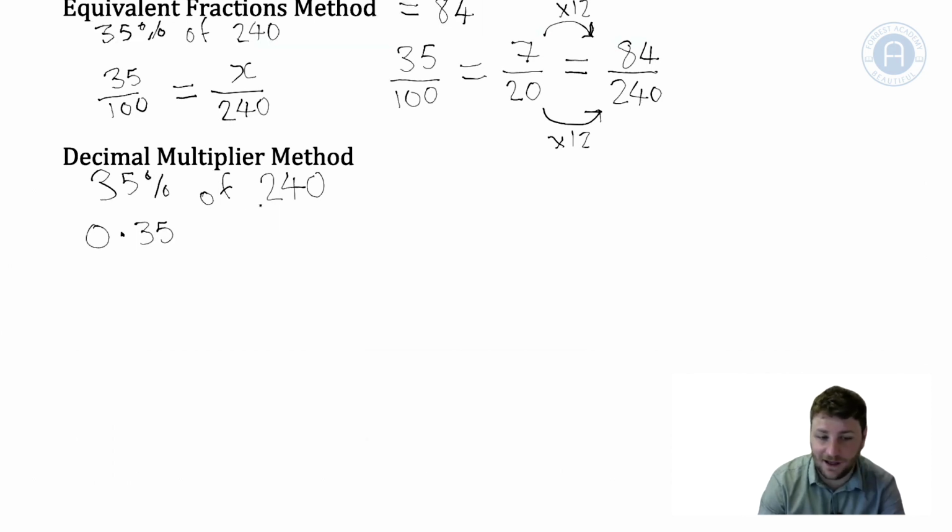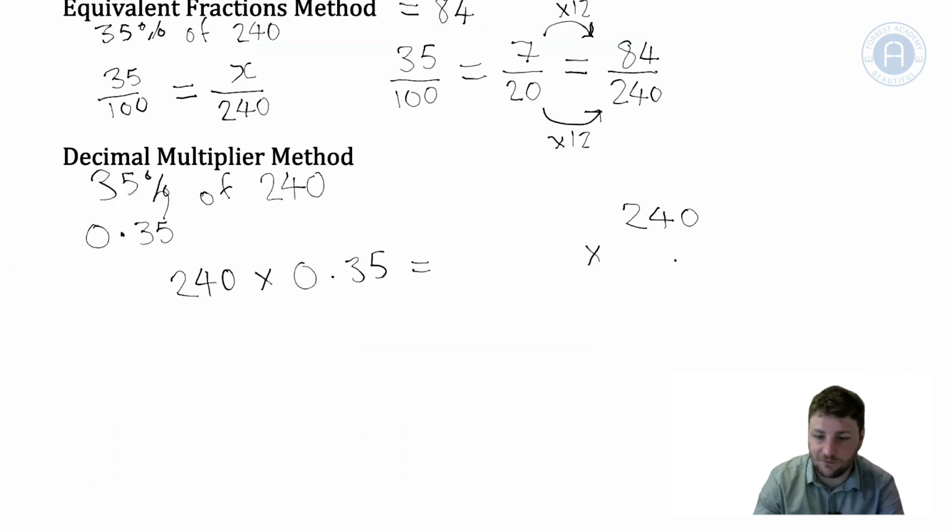And the way we'd work out 35% of 240 is we start with the original amount, 240, and we'd multiply this by our decimal. And that will find me 35% of 240. So 240 multiplied by 0.35. We'll probably want to use a long multiplication method for this.